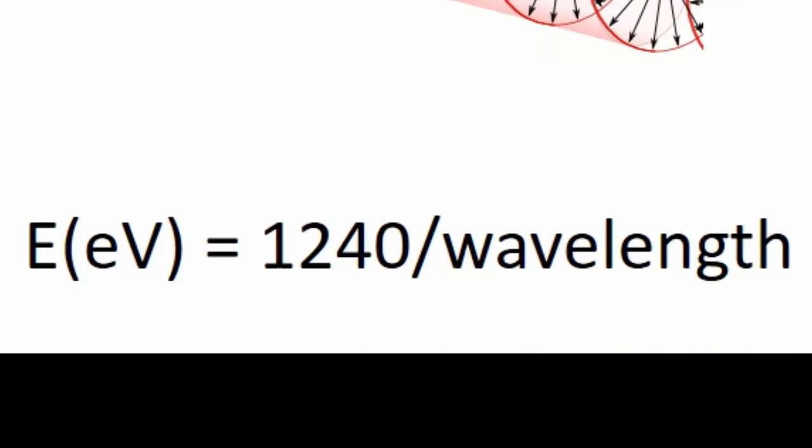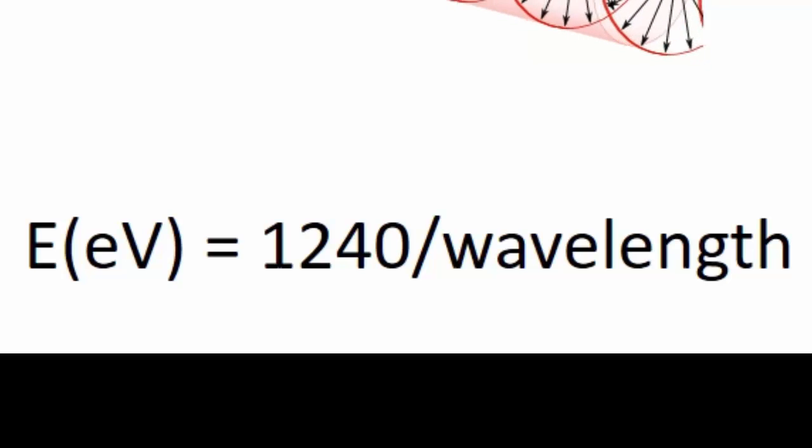associated with that light. So if something's 620 nanometers, which is in the red, and you put it into this equation, it will tell you that the voltage associated with that light particle is 2 volts. That's 1240 divided by 620, which is 2.